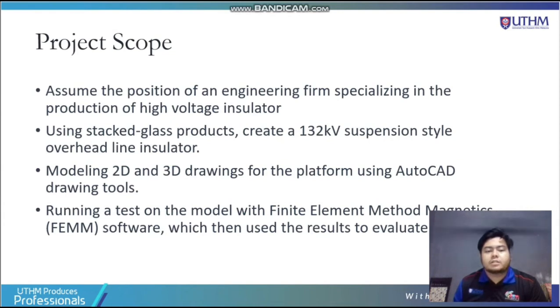The next one is project scope. Project scope number 1 is to assume the position of an engineering firm specializing in the production of high voltage insulator. Second, using stacked glass product, create a 132 kV suspension style overhead line insulator. The third one, modeling 2D and 3D drawing for the platform using AutoCAD drawing tool. And the last one, running a test on the model with finite element method magnetic FEMM software, which then use the result to evaluate.